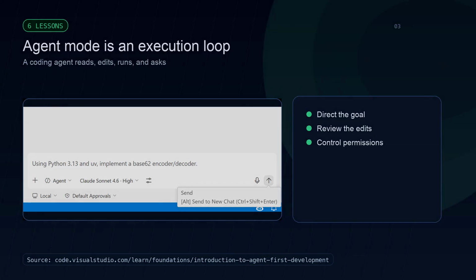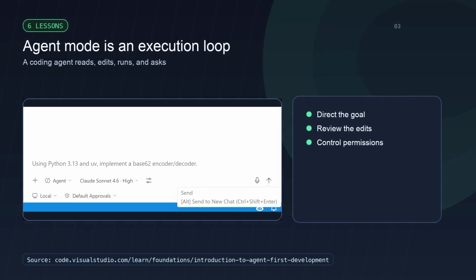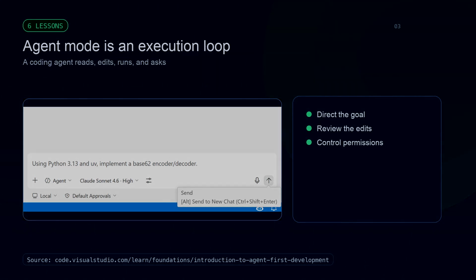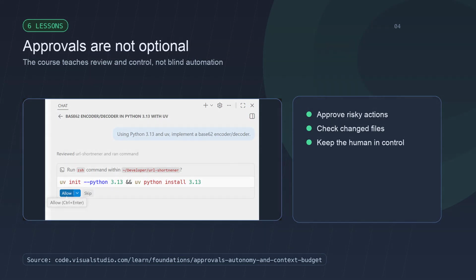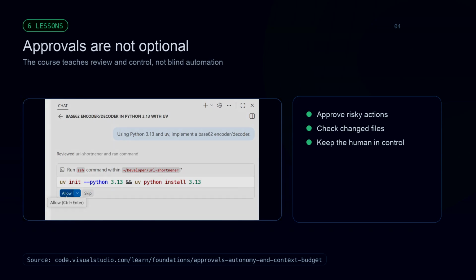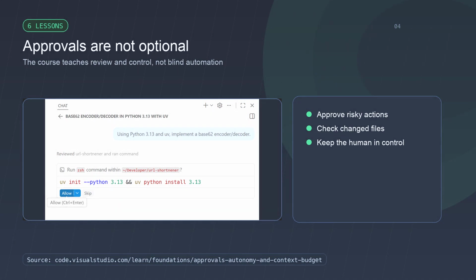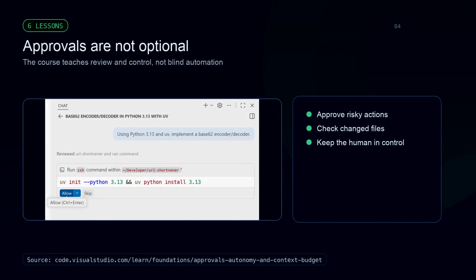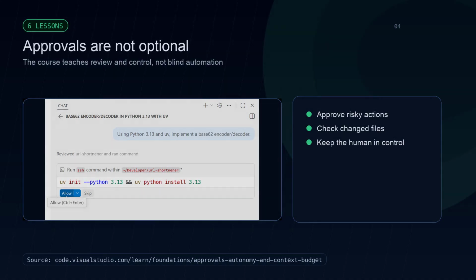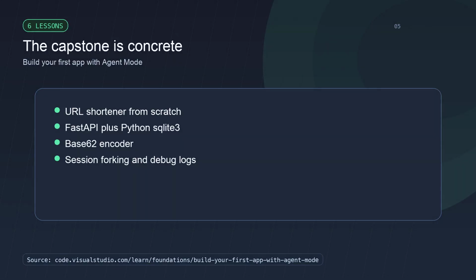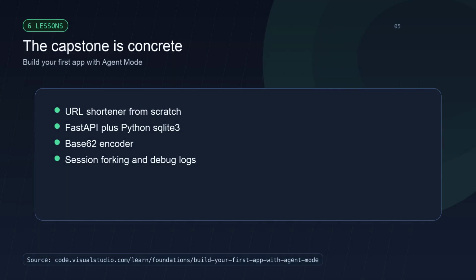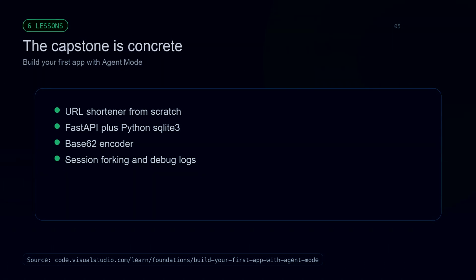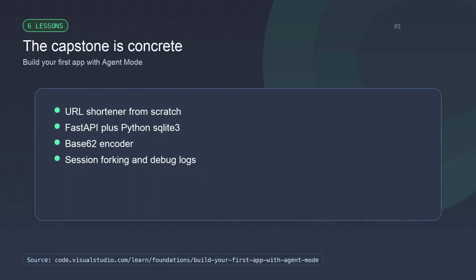Most beginners only think about the prompt. VS Code is saying the prompt is just one piece. You also need the right context, the right tool permissions, and a way to review the changes. The capstone lesson is practical, too. It builds a URL shortener from scratch with FastAPI, Python SQLite3, a simple HTML frontend, and base 62 encoding. That matters because a course is only useful if it makes the agent touch real files, real commands, and real debugging steps. If I were starting from zero, I would not skip this course. It teaches the operating loop before the fancy customization layer.